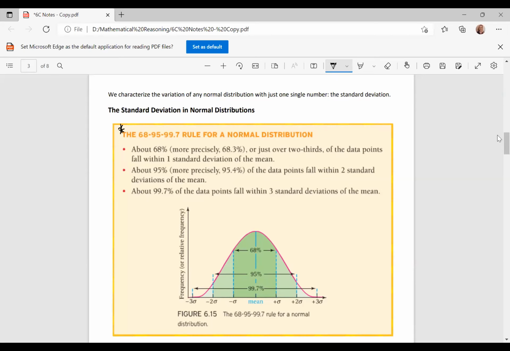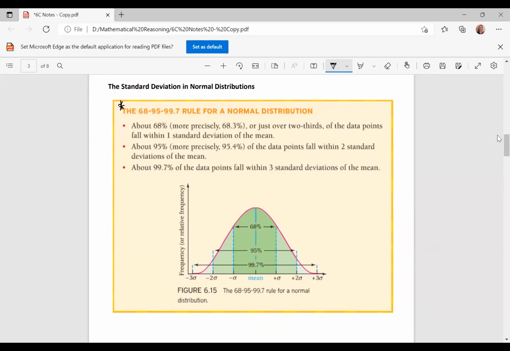About 95%, or to be precise, 95.4% of the data falls within two standard deviations of the mean, and about 99.7% of the data points fall within 3 standard deviations of the mean. We've got a chart down here.